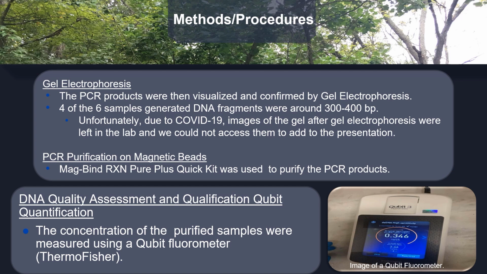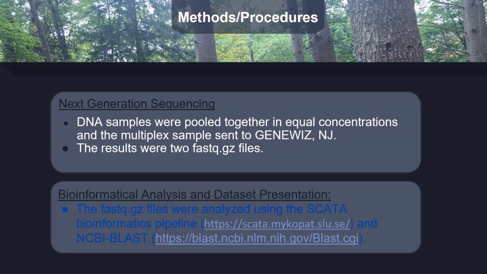The way the Quippet fluorometer does this is that it detects fluorescent dyes that are specific to the target of interest. These fluorescent dyes emit only when bound to the target molecules, helping determine the concentration of either nucleic acids or proteins. The purified DNA samples were then pooled together in equal concentrations and the multiplex sample sent to Genoese, New Jersey for next generation sequencing using Illumina 2x250 technology.